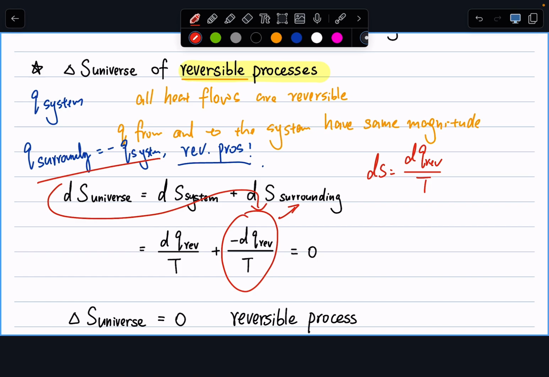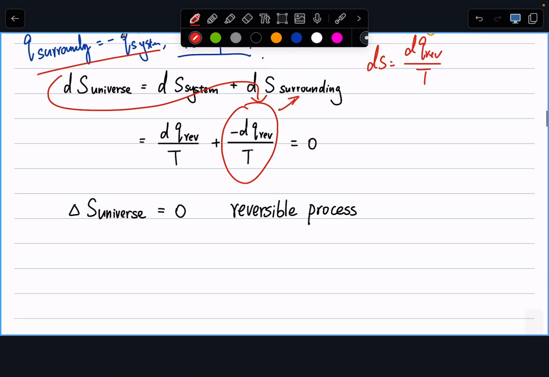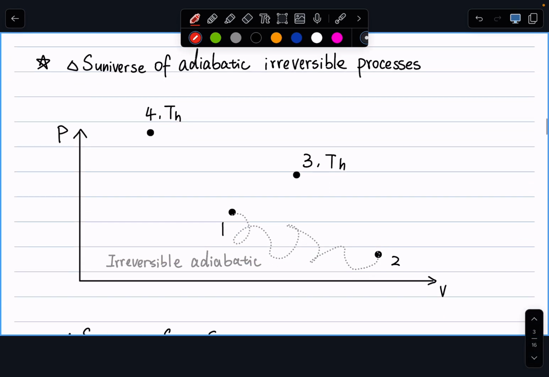Next, we will move into irreversible processes. In this case, we'll focus on some kind of adiabatic irreversible processes just to make our life easier. Remember, we have seen this kind of PV diagram. Each dot here represents a specific thermodynamic state. I copy-pasted from our Carnot cycle. It doesn't need to look like this, just random points on the PV diagram.